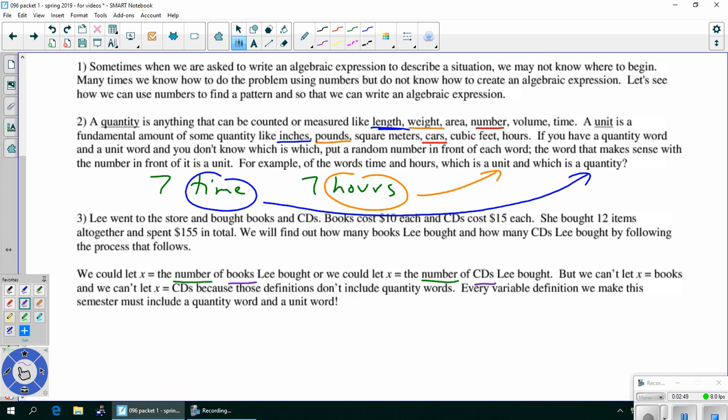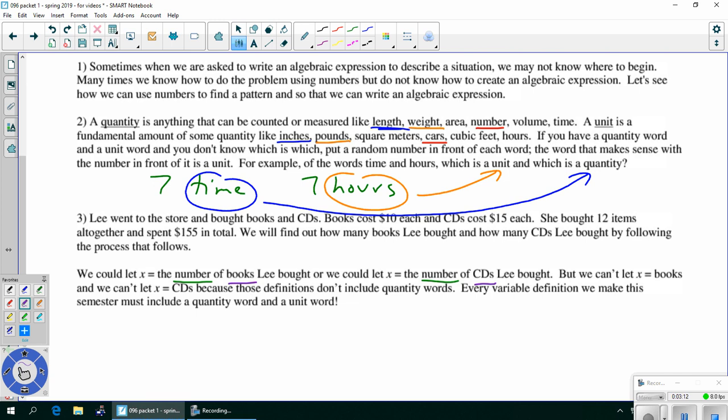Every variable definition, sorry, I'm skipping something, but we can't let X equal books. X equal books is an incomplete definition, and we can't let X equal CDs because those definitions don't include quantity words. When you're talking about the books, you need to describe a quantity that you're calculating or counting for those books. When you say the books, is it the number of pages in the books? Is it the weight of the books? No, it's none of the above.